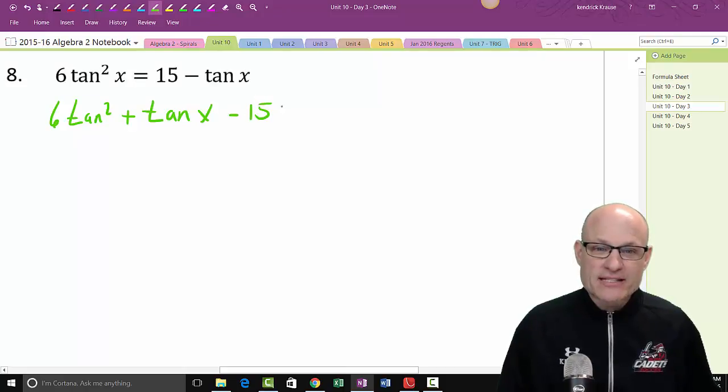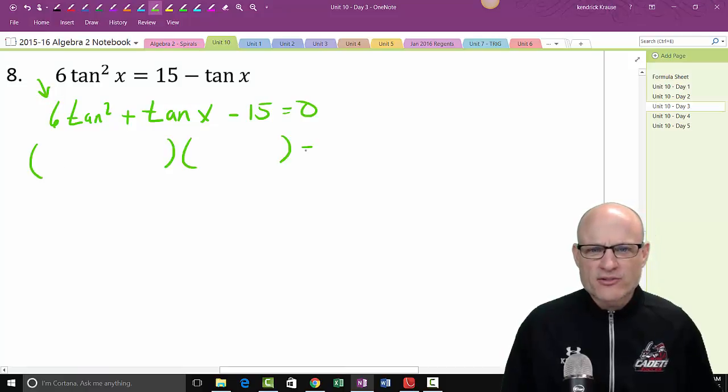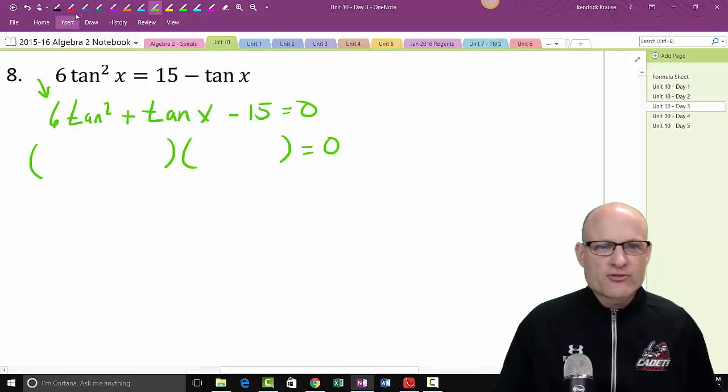Minus 15. Let's get this thing equal to 0. Remember, we always want our squared term positive. What do you want to try? 3x and 2x? That's what I want to try. Let's try 3 tangent. I should have thetas here, but no, these are x's. Tangent x. 3 tangent x.